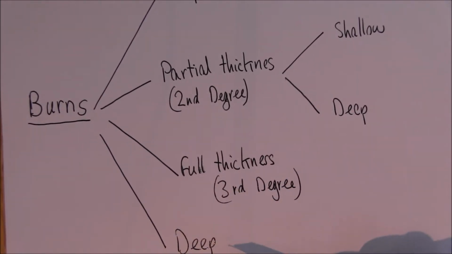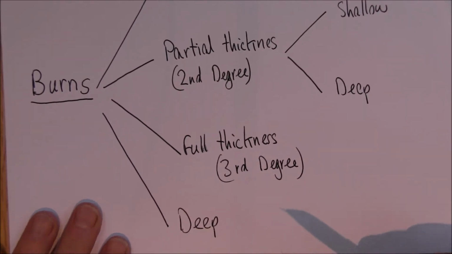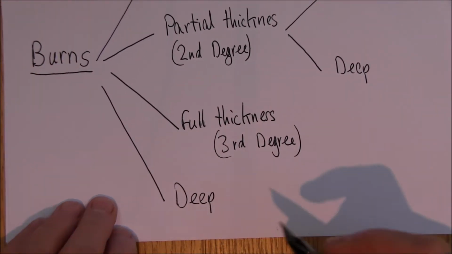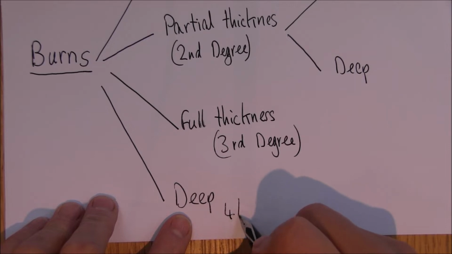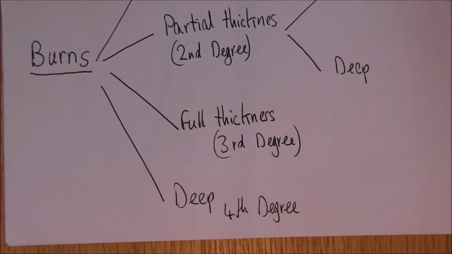And these are ones that burn away more than the skin, so they go down to the muscle fascia and into the muscles, or even down into the bones. They are deeper burns, and these are, of course, sometimes called fourth degree. So that's the bit you've got to understand first, otherwise nothing else will make sense.